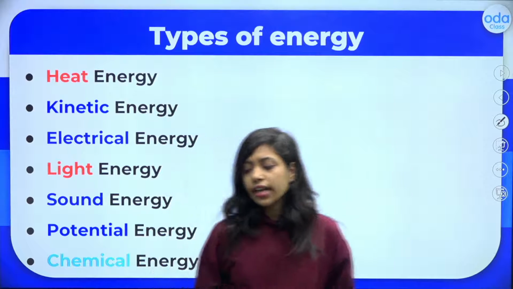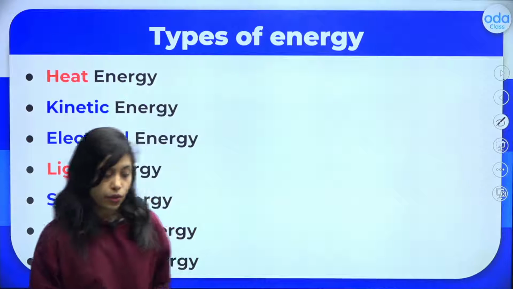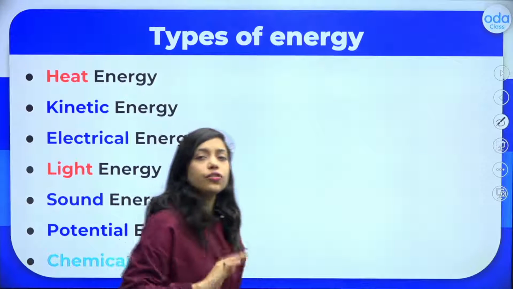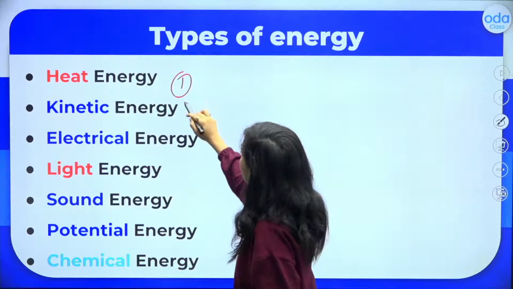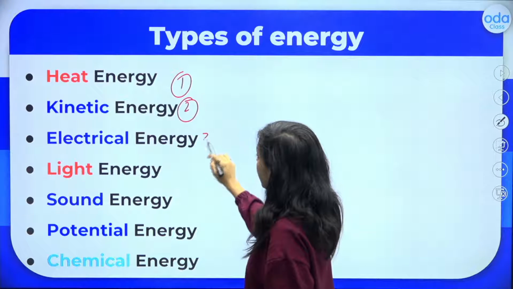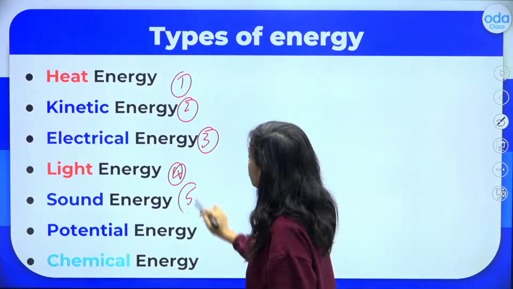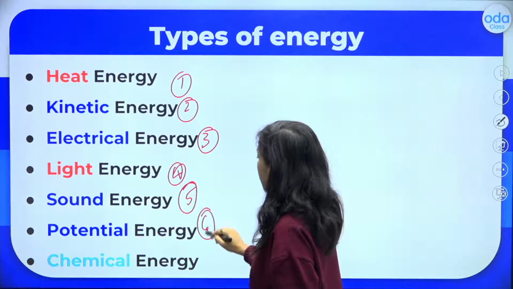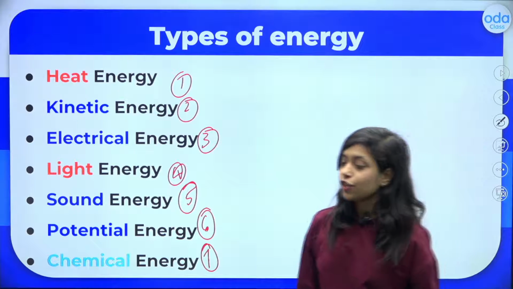And actually there are 7 main types of energy which we have to study, okay? The 7 main types of energy which we'll be studying are heat energy, kinetic energy, electrical energy, light energy, sound energy, potential energy and chemical energy. So these are the 7 main types of energy which we have to study.